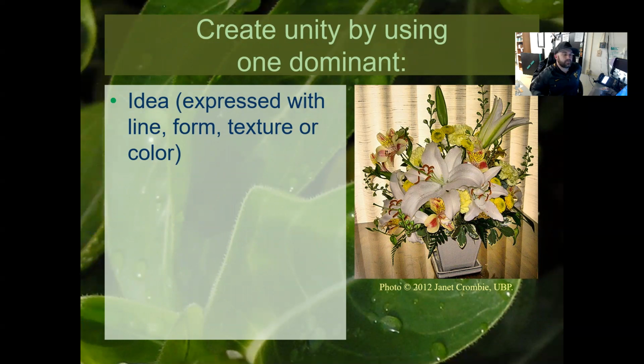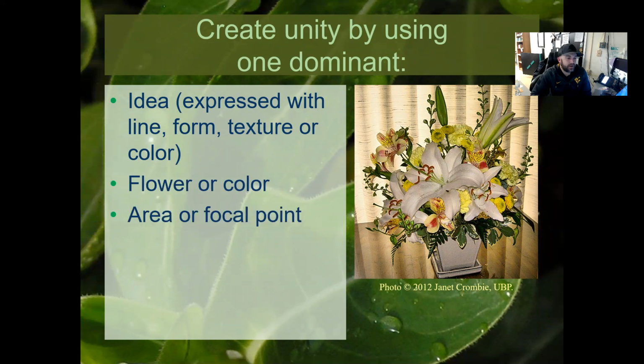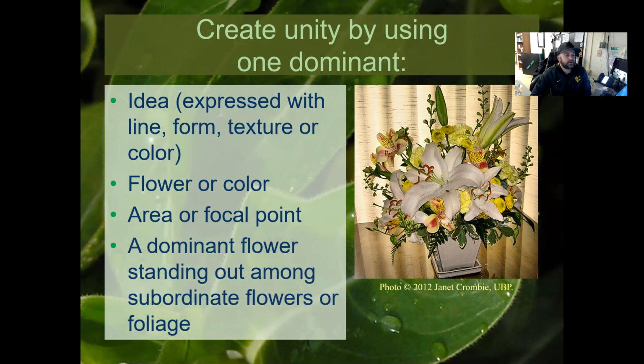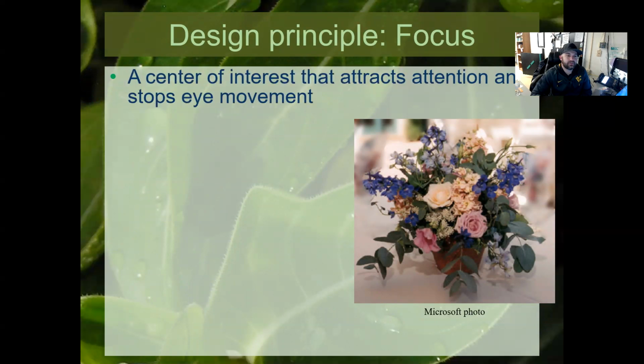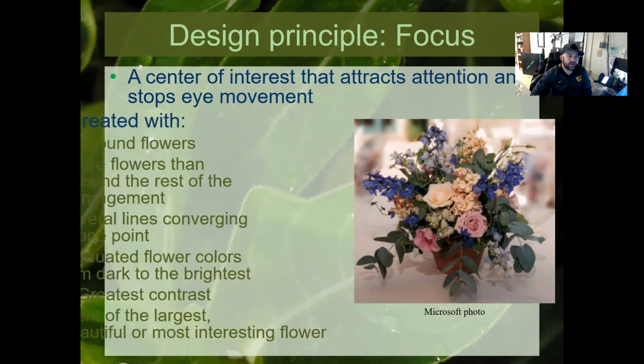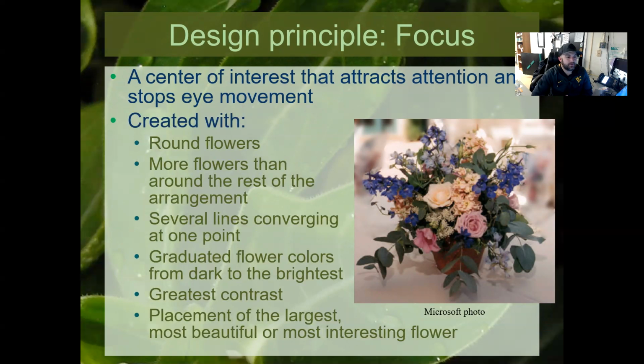Unity is an idea expressed with line, form, texture, or color, with a focal point, a dominant flower standing out among subordinate flowers or foliage. Moving into focus, a center of interest that attracts attention and stops eye movement, created with round flowers, more flowers than around the rest of the arrangement, several lines converging at one point, graduated flower colors from dark to the brightest, greatest contrast, and placement of the largest, most beautiful, or most interesting flower.